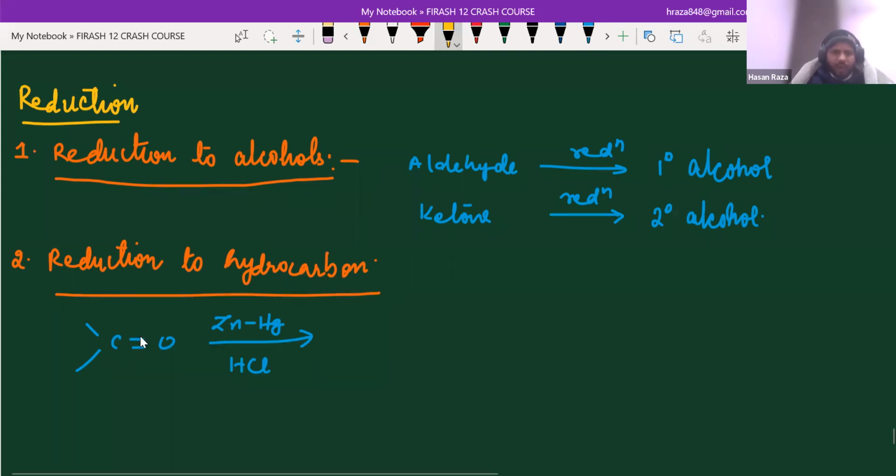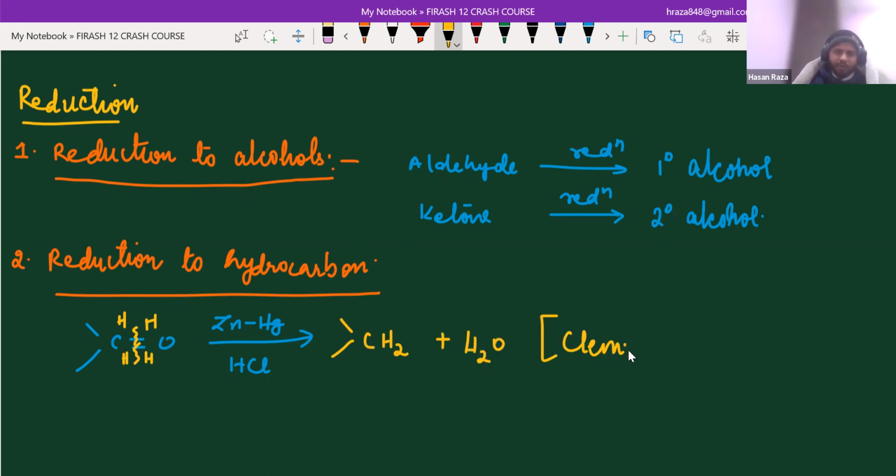So what will happen? As you can see, one of the bonds will be broken, hydrogen will be added, reduction taking place. Another bond will also be broken or cleaved, and in this manner, this is what you will get. You will get CH2 and 2H and O combined to form H2O. And this is basically a named reaction, which is Clemmensen reduction.